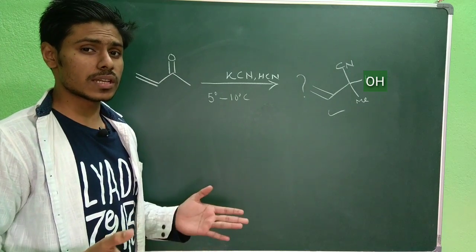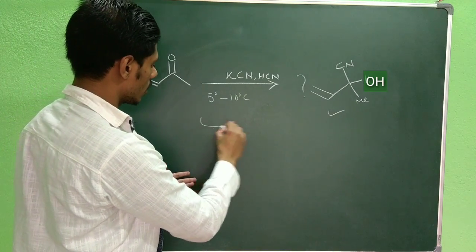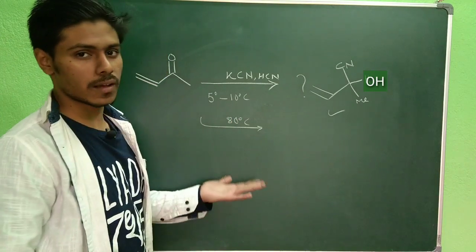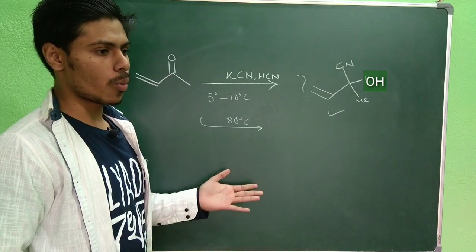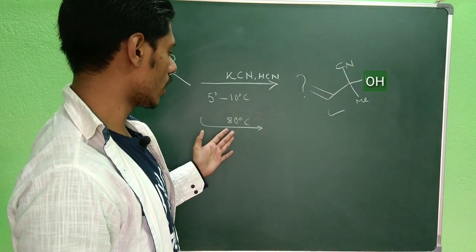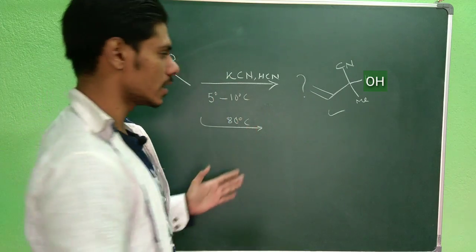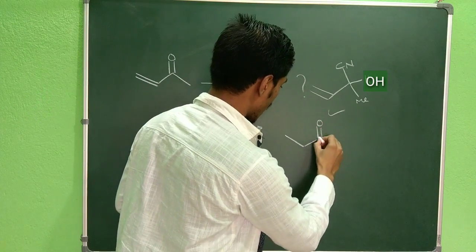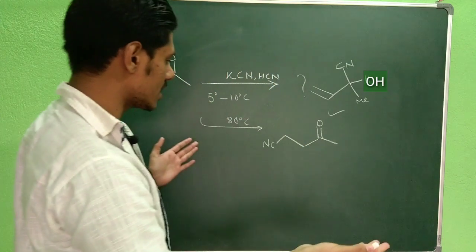But the question is, if you do the same reaction at, for example, 80 degrees centigrade, that is the refluxing condition, then what will be the product? Quite surprisingly, at this temperature, if you treat the compound with the same reagent, you will get a completely different product, and the product is this one, right? So you can see the difference.